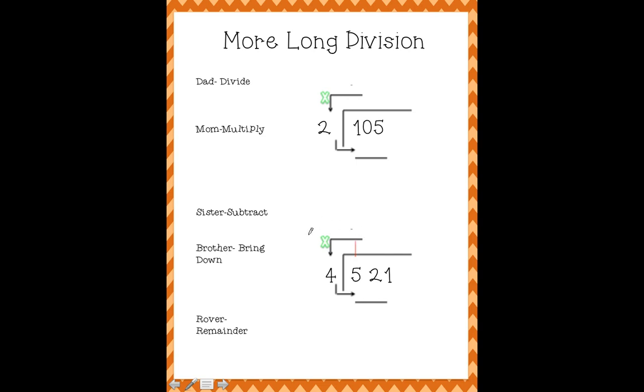We want to multiply 1 times 4 equals 4. Our next step is subtract. 5 minus 4 equals 1. We want to bring down this 2. We then have the number 12.